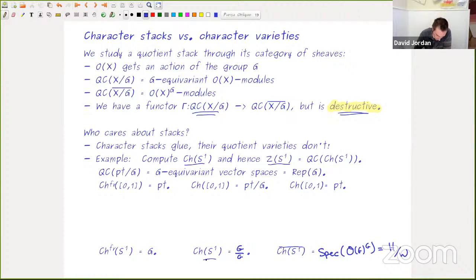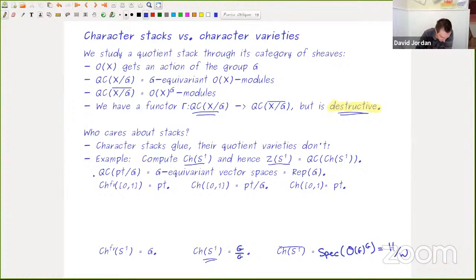The character stack of S1 is the quotient of G by its own conjugation action, and that's because we need to forget the choice of basis that we've chosen there. And the character variety of S1 is then the spectrum of G-invariant functions. So that's the Cartan mod W. Okay, so those are three all interesting spaces. And let's see how we compute those spaces using character stacks.